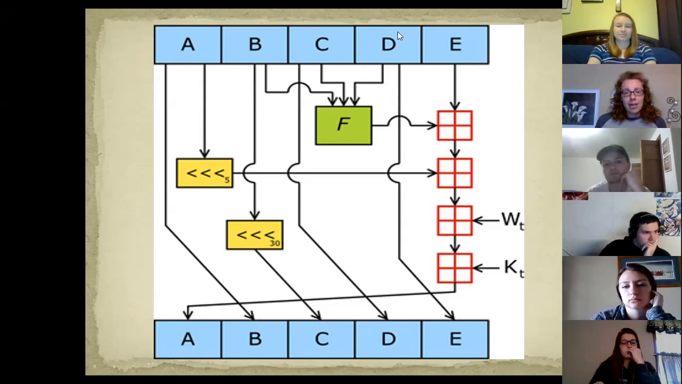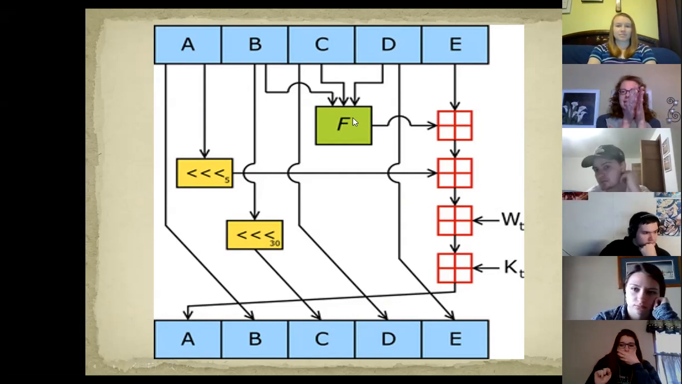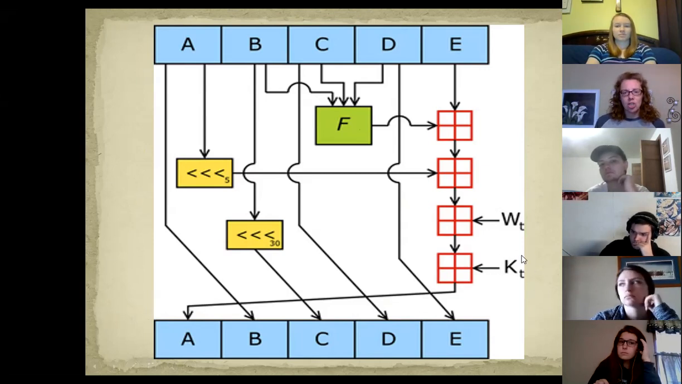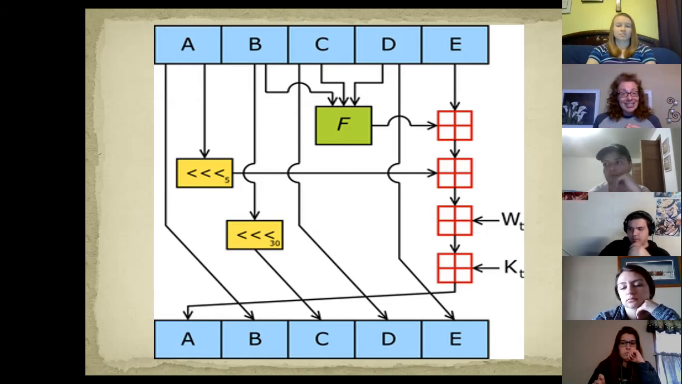All right? The function is changing as the value of t changes. So once you hit t equals 20, then you've got a new function going on here. The value of k sub t is changing as t goes up, so once you hit t equals 20, you've got a new constant going on here. The value of w sub t is changing every single time. The first 16 of those come from your message, and then the rest of them are the ones that you have generated. Yes? Good? Kind of? There's a lot going on?